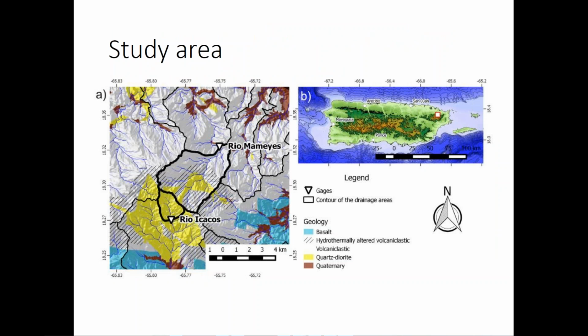All right, everyone's familiar with our study area, and for this work I focus specifically on Rio Mamaeus and Rio Icacos because they have the best sample set of suspended sediment samples and also quantified discharge. All right, next.